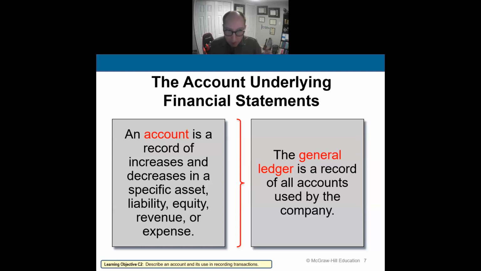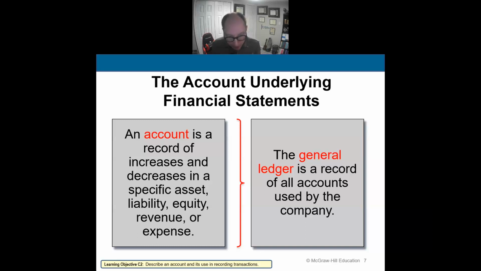These are all asset accounts. An asset account helps the company to generate revenue. That's what makes it an asset. An asset is something that the company owns.